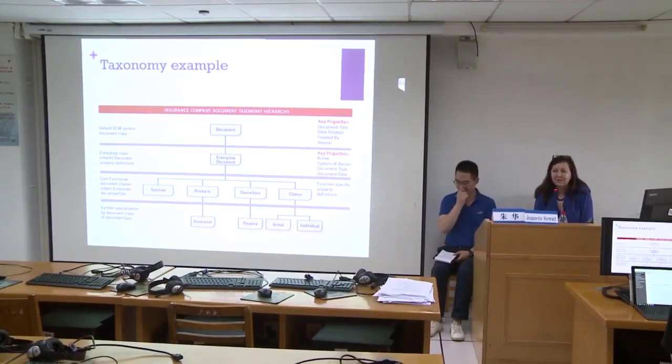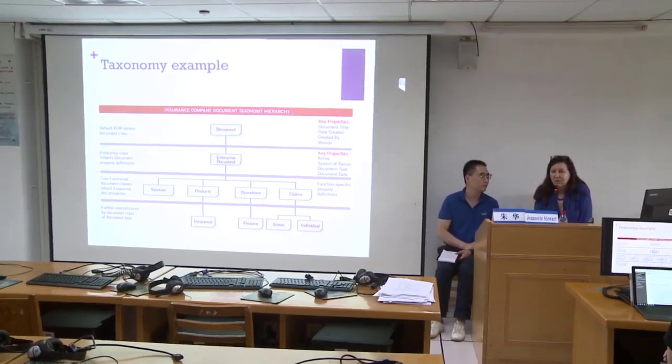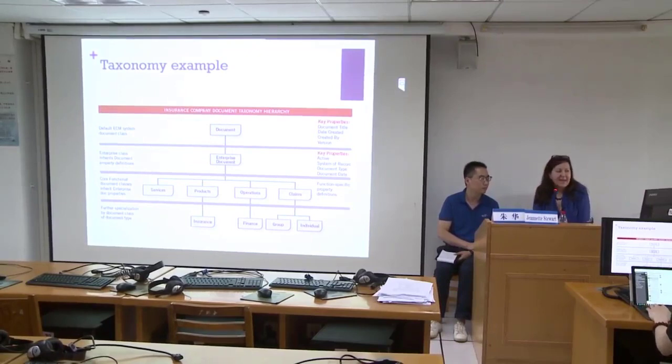Here's a taxonomy example. I tried to find a very simple one to give you. This is an insurance company. So this is their internal document taxonomy hierarchy. And you can see that the document has the key properties on the top. Then the first class is enterprise document, whether it's active.